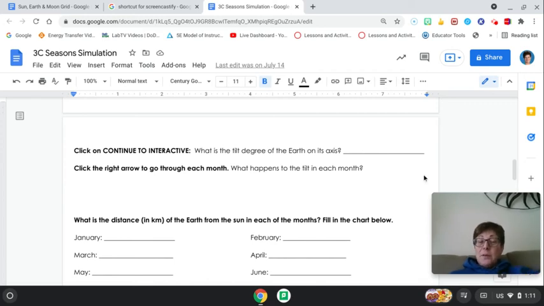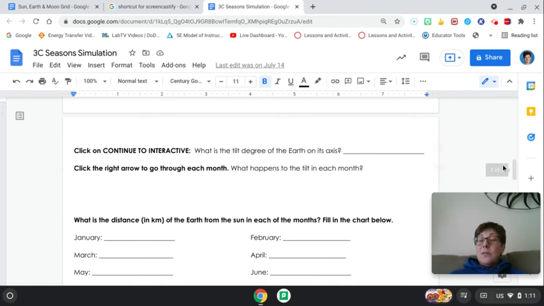So everything prior to this, you should be able to get off the front page. Once you get to this question, you should be able to click continue. And from here on out, you're going to be on the next part of the simulation. And you're going to tell me what the tilt is. It says click the right arrow to go through each month. What happens to the tilt in each month? So you're going to restate and clarify and give me a complete sentence for this question.